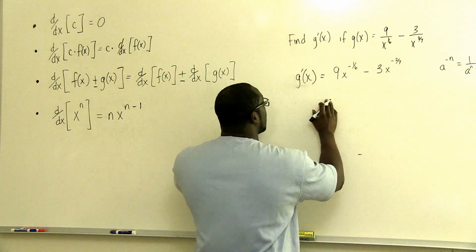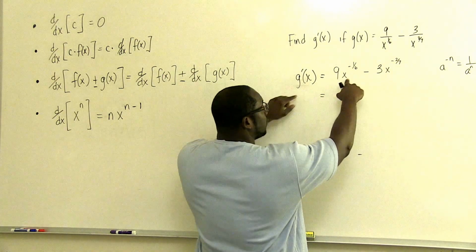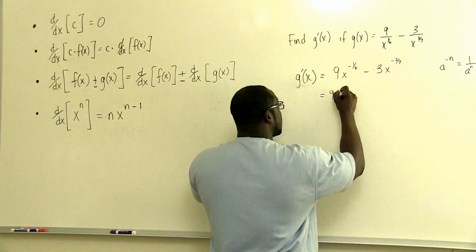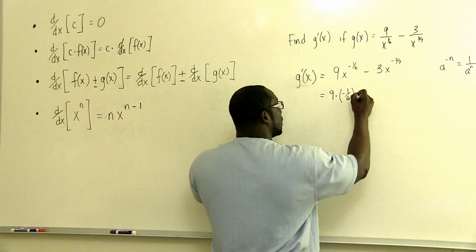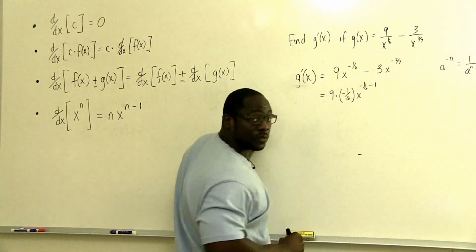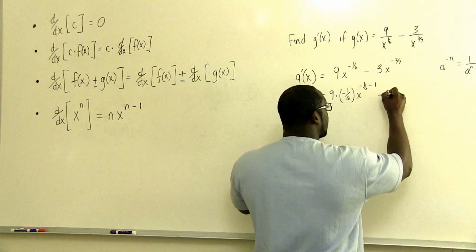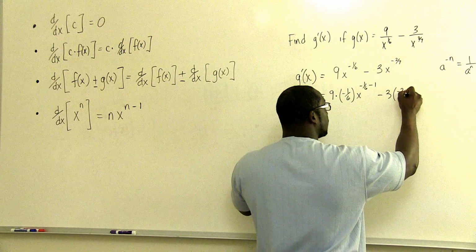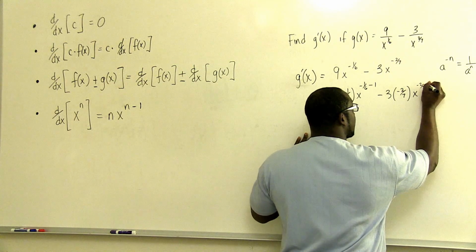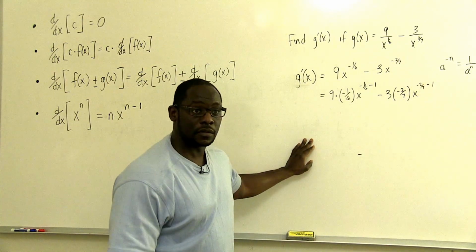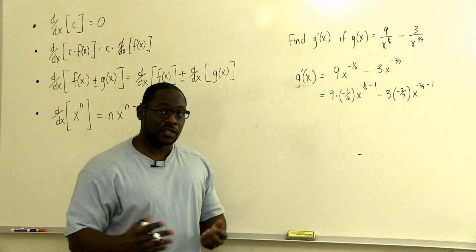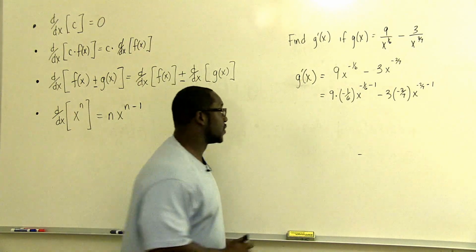So now continuing on, this term follows the power rule. So we'll say 9 times negative 1/6 x, and then negative 1/6 minus 1. Then we have our negative 3 times a negative 2/7 x, and then that's raised to the negative 2/7 minus 1 as well. Okay, I'll go ahead and erase this. And so now from this point, it's just a matter of cleaning everything up to make it look nice.